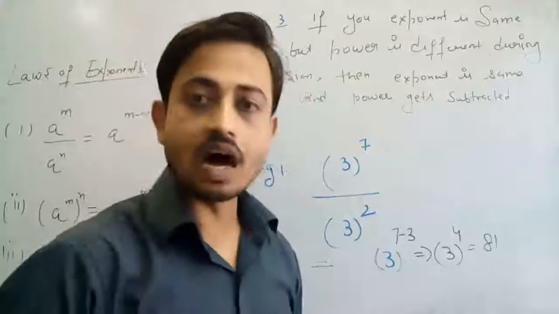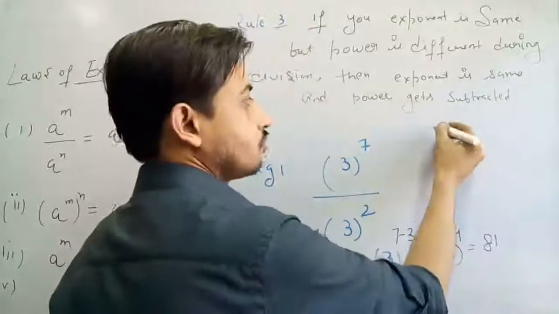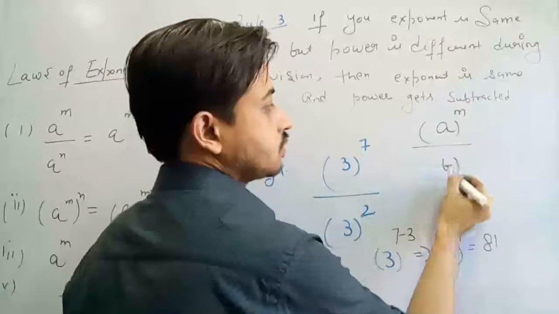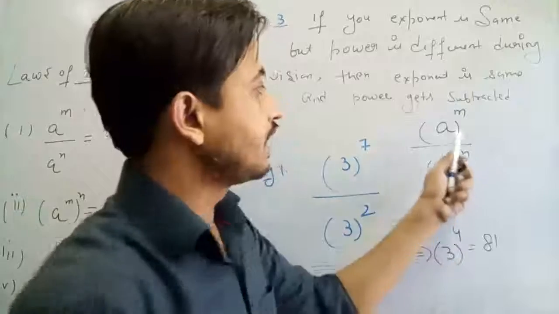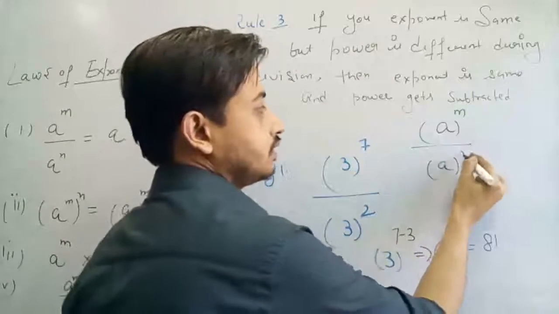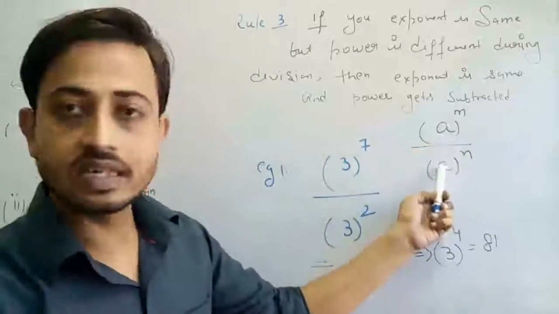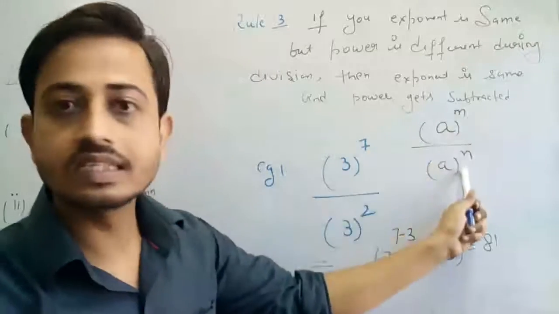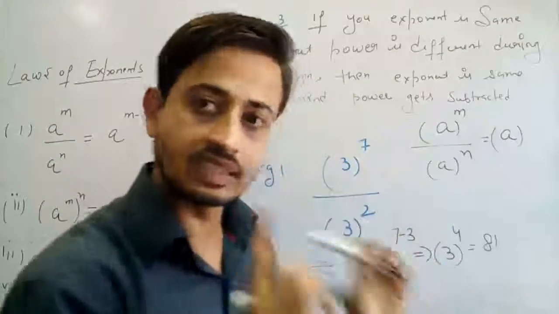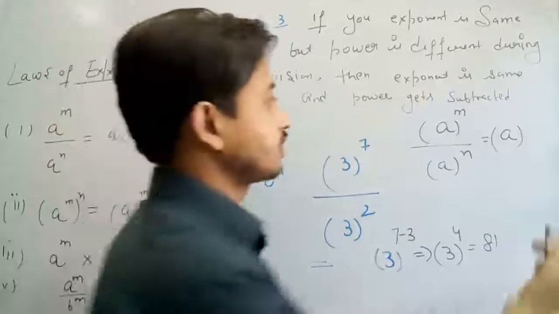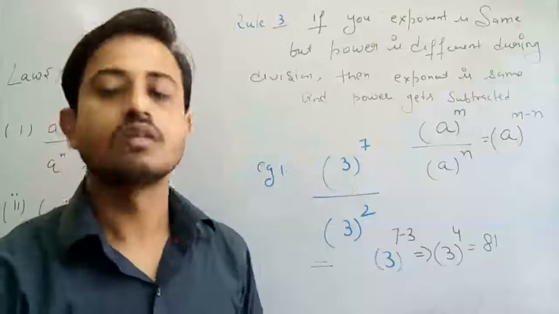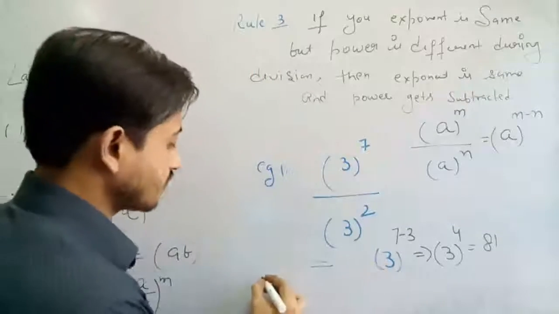So the generalized case, how can we write it? For example, a raised to the power m and a raised to the power n. In this case, the exponent is the same, a, but the power is different. So what's the result? The exponent remains same and the power gets subtracted. So we get a raised to the power m minus n. I am taking another example. Look at example number 2.